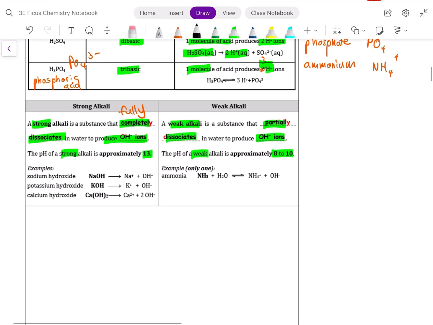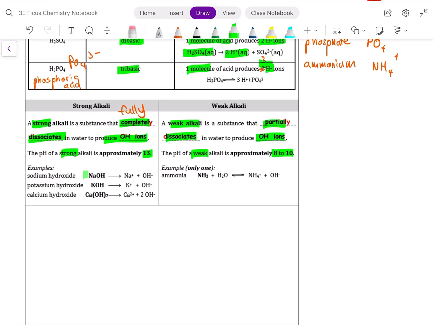Examples are NaOH, which fully dissociates, or potassium hydroxide, which fully dissociates, a very famous one. And then you have ammonia, which is quite special. NH3 plus H2O, with a double headed arrow, gives you NH4 plus and OH minus. The formula itself doesn't have hydroxide; you need to add it into water, then you get the hydroxide. This is quite unique, so do take note.